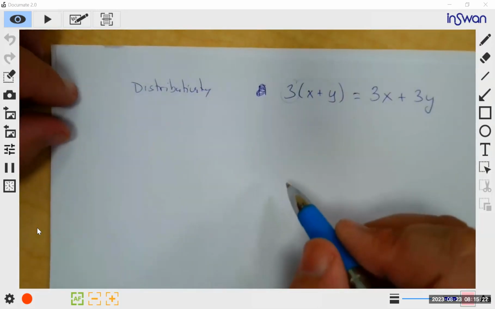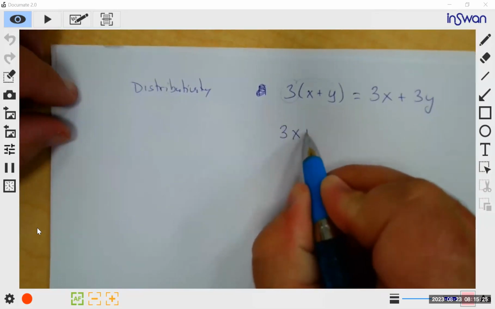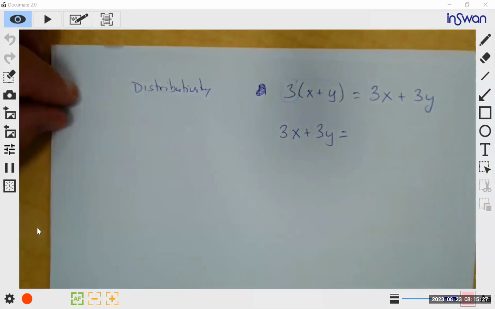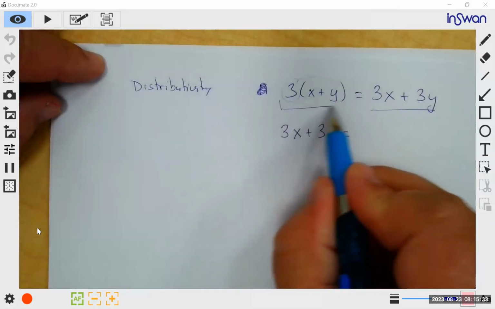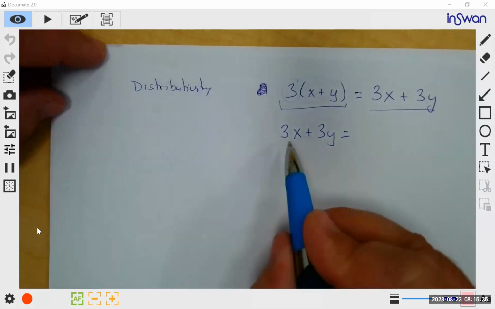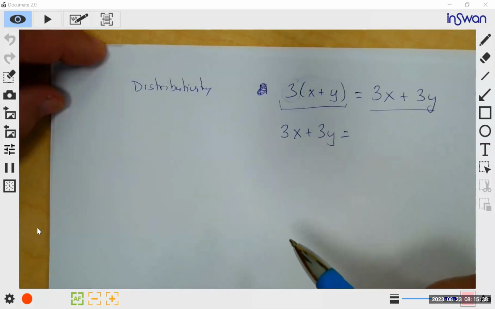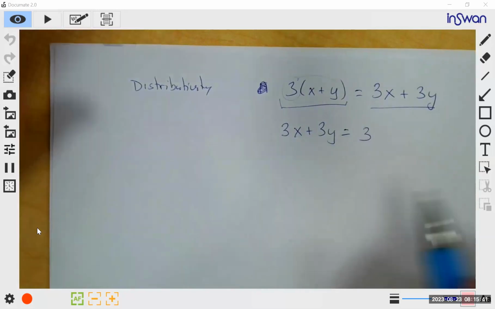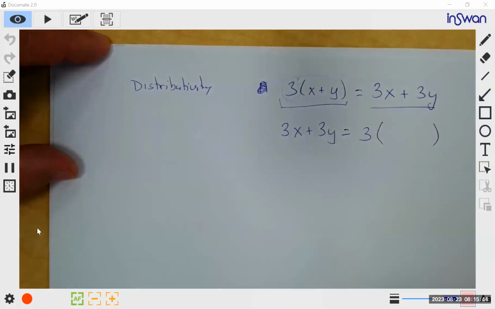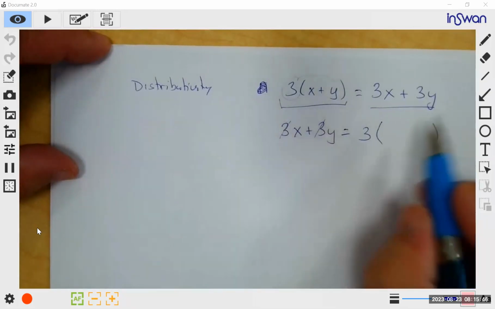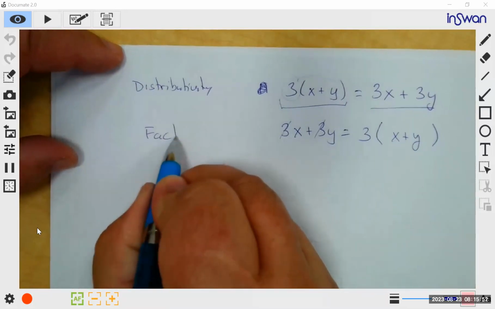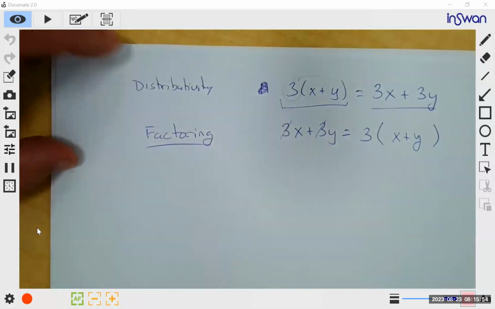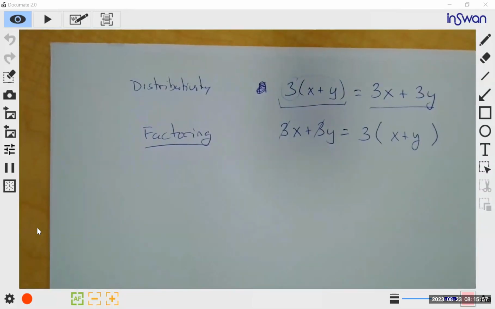We can now go the other direction. If I give you this equation, I should be able to put it in this form. What do they both have in common? A 3. Since that's all they have in common, everything else goes inside the parentheses. If I take away the 3's, all I have left is x plus y. That is called factoring. That's going to be the largest part of this course.